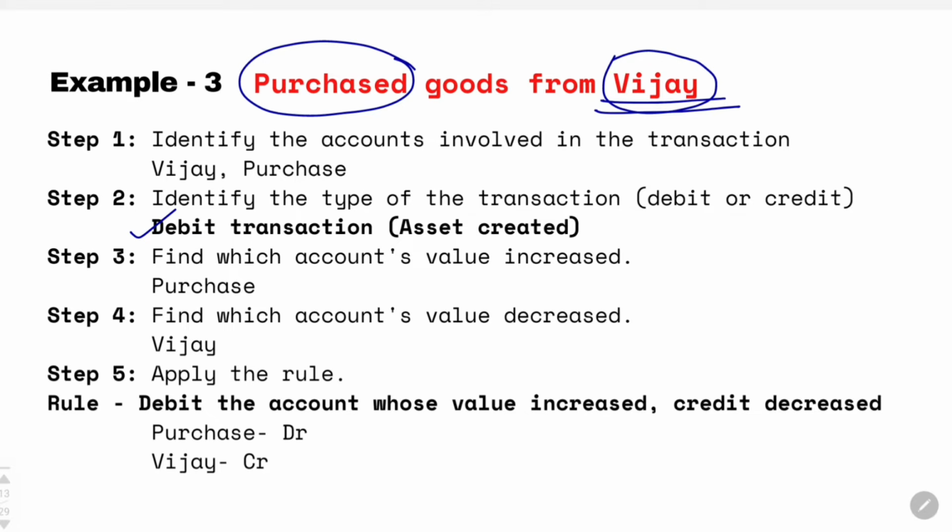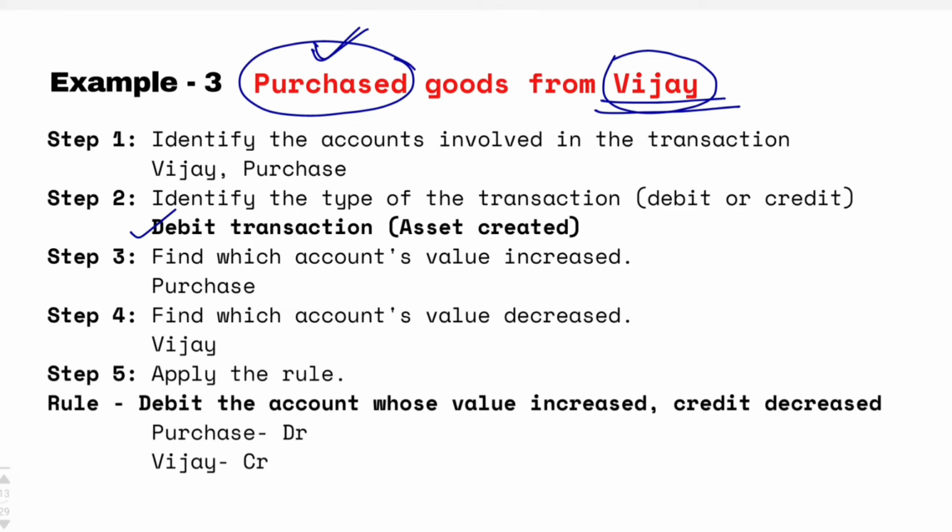Whose value increased? When I purchased, my value increased, right? My purchase account's value increased because I purchased. So naturally, Vijay's account decreased. So what is the rule? If it is a debit transaction, whichever account's value increased, we will debit, the other one we will credit.